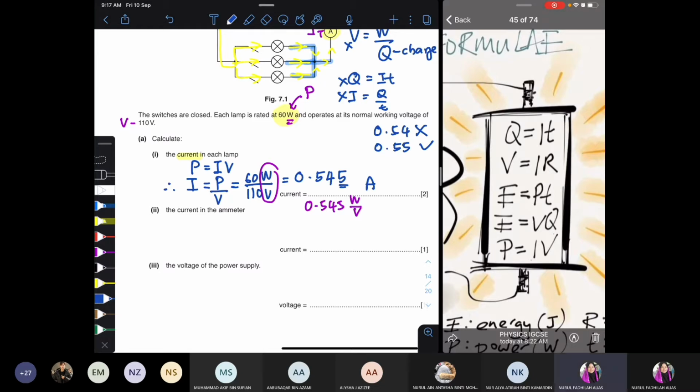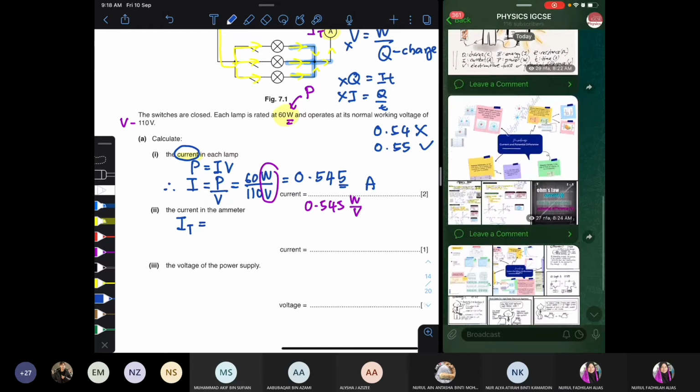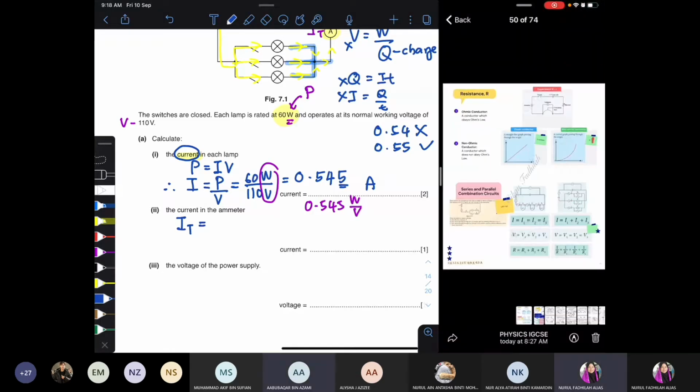Macam mana awak nak dapatkan jawapan dia? Jadi kat sini, current in each lamp is given as 0.545. Jadi kat sini kita nak buat apa ni? Kita nak total current kan? What you need to do? Ingat tak? Tak buat lagi tak apa. Tapi kalau ingat, you boleh tak bagi tahu saya? Ni kalau soalan exam lah kan? What do we need to do in order to get this current IT tu? Alamak, tak ada orang respon.